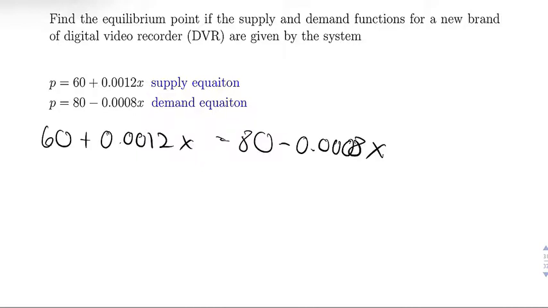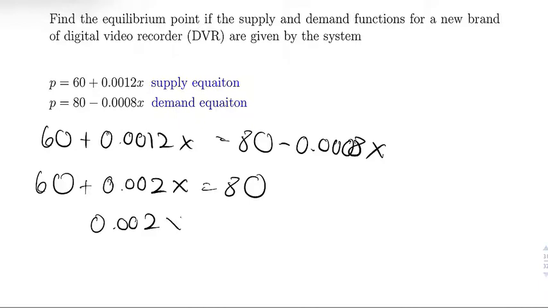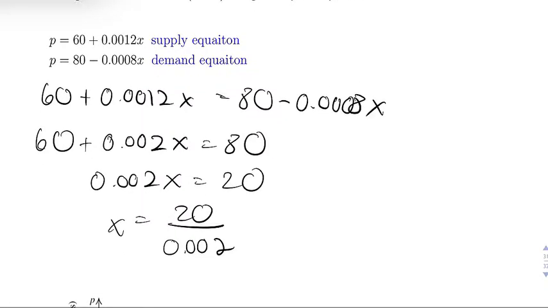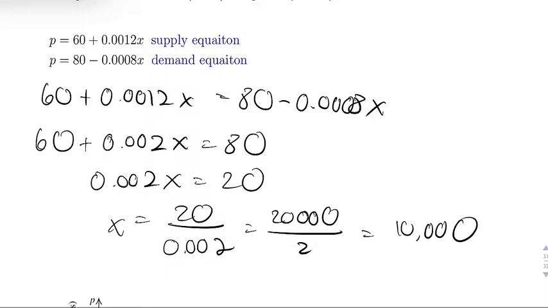So I would add the 0.0008x to both sides, and I'll get 60 plus 0.002x equals 80. Subtract the 60, 0.002x equals 20. X is going to be 20 divided by 0.002. Now we can move that decimal to the right 3 times in both. So we'll get 20,000 divided by 2, which is 10,000 units.